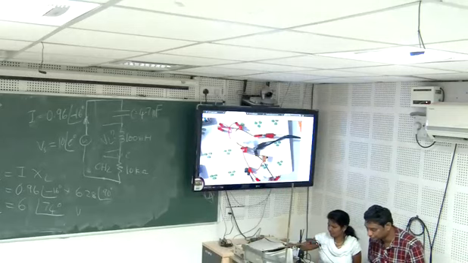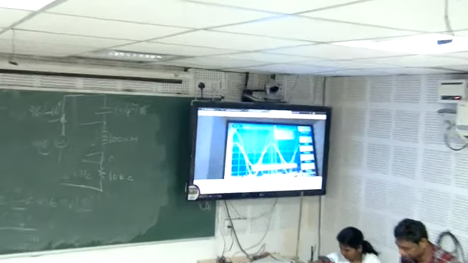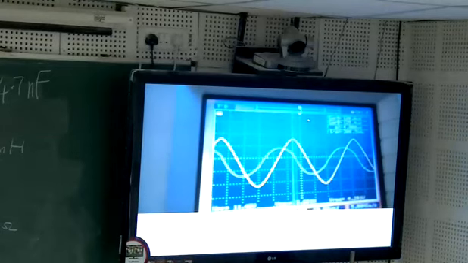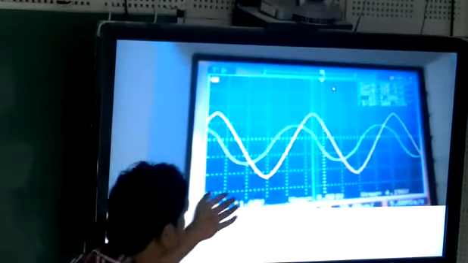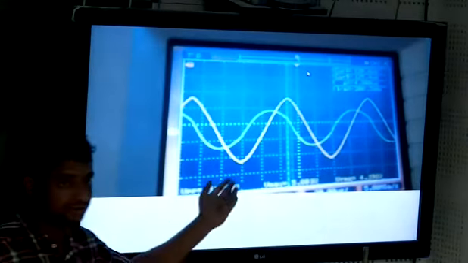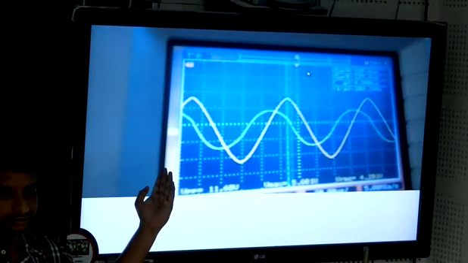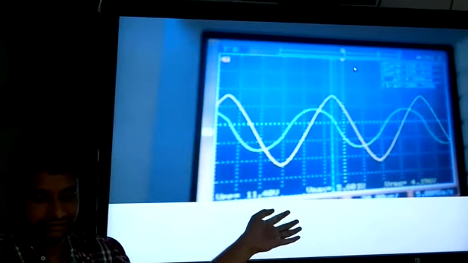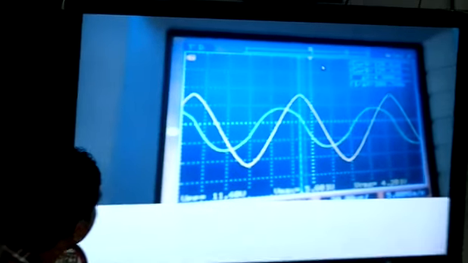Okay, so let's go to this, and this is the last thing that we are seeing. So now immediately you see the yellow line is the supply, and this one is leading. Why is it leading? Because it is achieving the peak value before the supply voltage achieves the peak value.